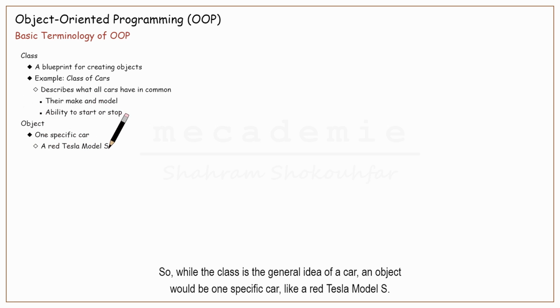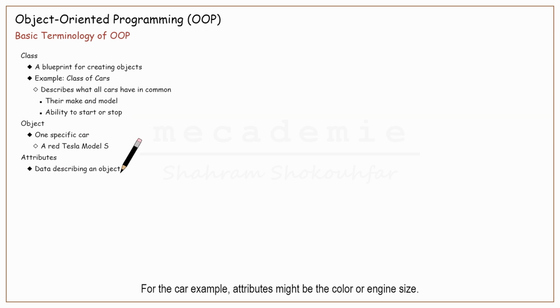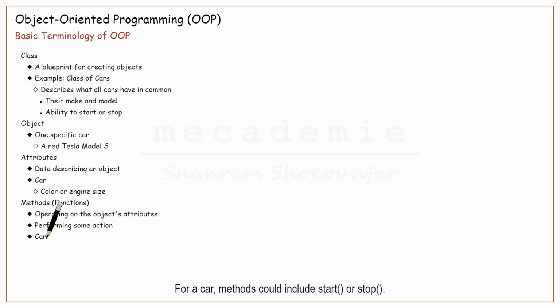So while the class is the general idea of a car, an object would be one specific car, like a red Tesla Model S. Classes also have attributes. These are the data that describe an object. For the car example, attributes might be the color or engine size. And finally, methods are the functions that operate on the object's attributes or perform some action. For a car, methods could include start or stop.